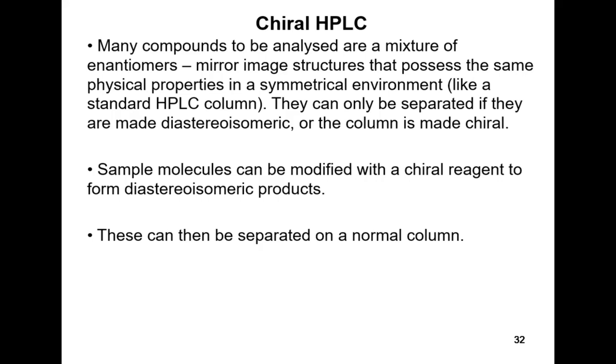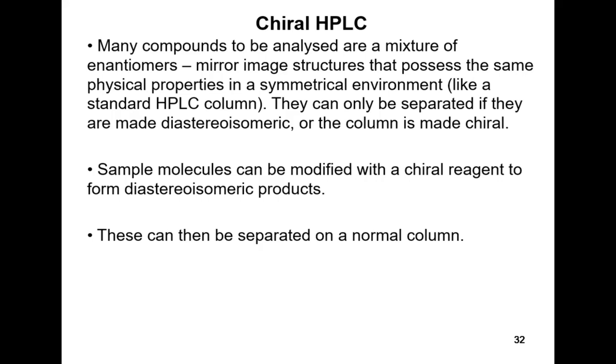This means that we want to develop manufacturing processes which produce just one enantiomer. But in terms of an analysis, we need to be able to check if we have the correct enantiomer from a process, and if there's a mixture, what are the relative proportions of the two enantiomers? So how do we achieve this?